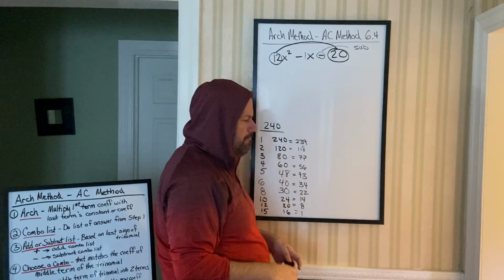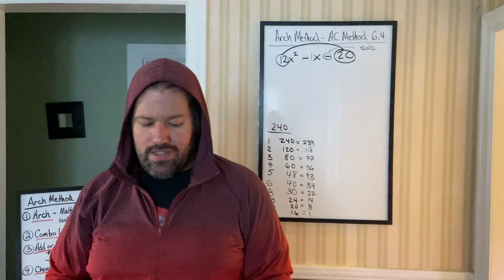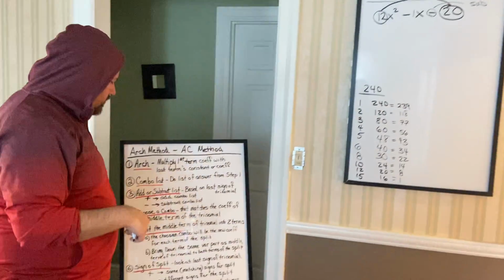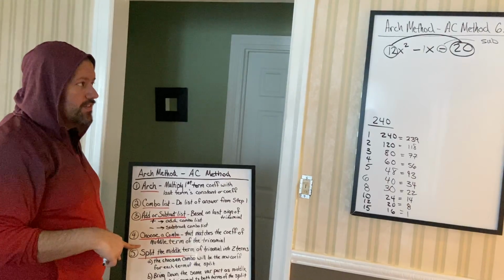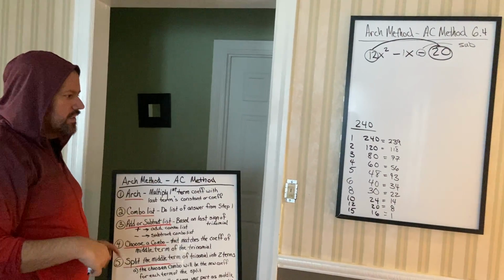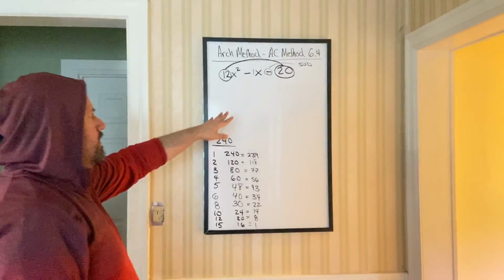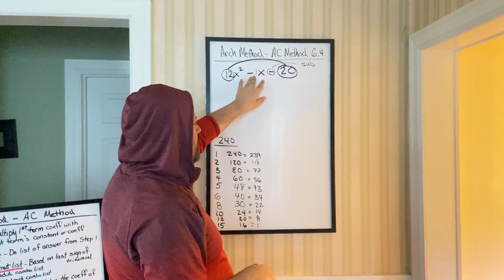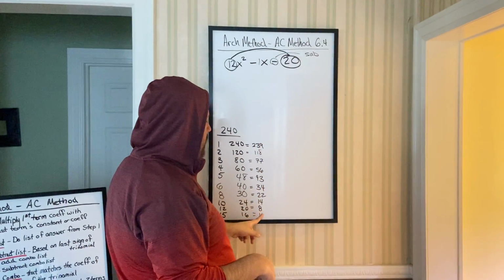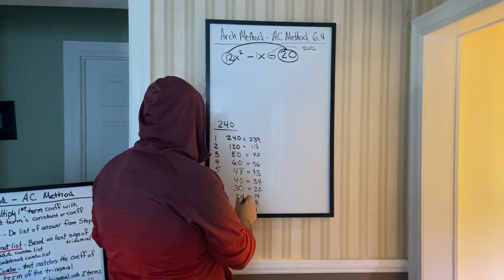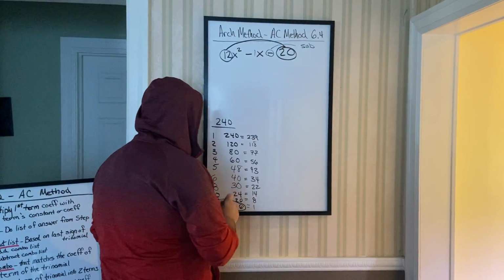So we're going to next choose a combo. Notice, to choose a combo, it has to match the coefficient of the middle term of the trinomial. So we saw that the middle coefficient is -1. The only number that gives me a 1, forget about the sign issue, is the 15 and 16.